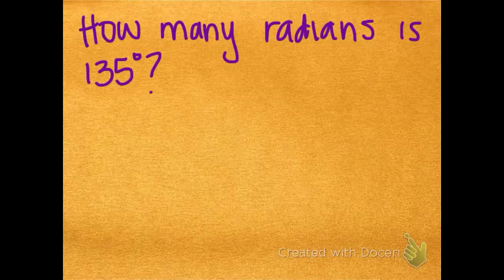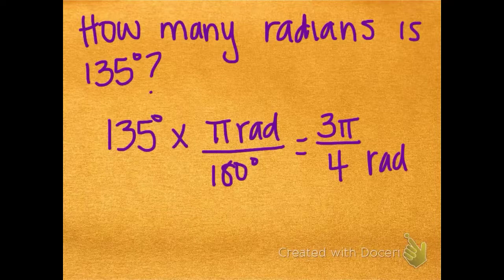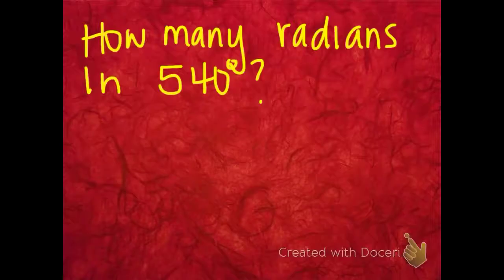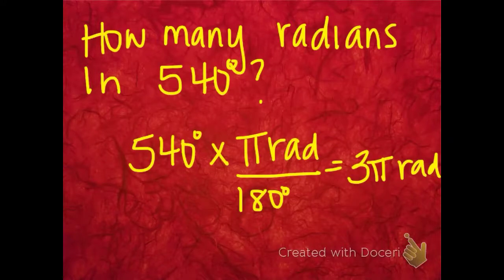Let's try this example. How many radians is 135 degrees? Well, you'll multiply 135 by pi over 180 to get 3 pi over 4 radians. How about 540 degrees? It would be 3 pi radians.